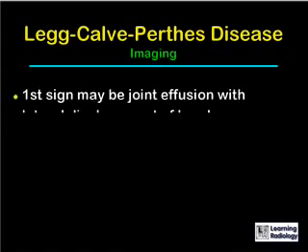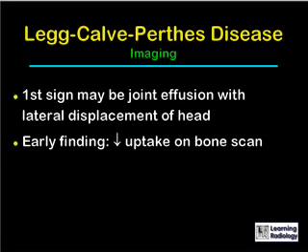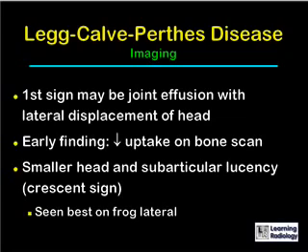The first sign of Legg-Calvé-Perthes disease may be a joint effusion, which produces lateral displacement of the head. One of the early findings on nuclear medicine is decreased uptake in the region of the femoral head on bone scan because of the avascular nature of this disease. The head may be smaller on the affected side, and there may be a subarticular lucency, which is called the crescent sign, that is seen best on a frog lateral view.